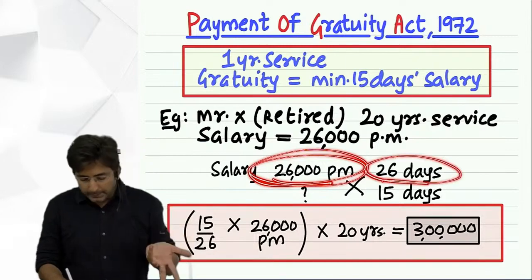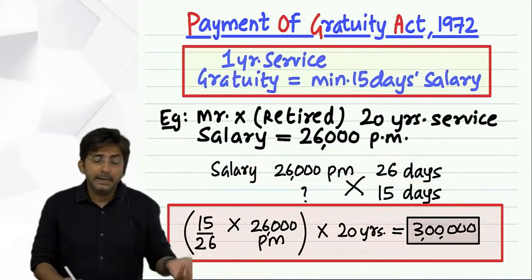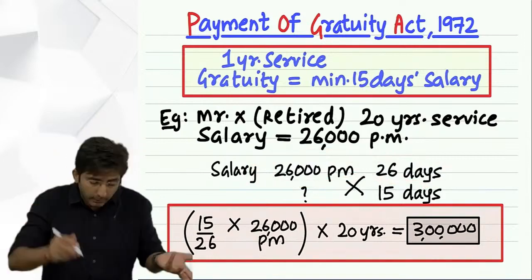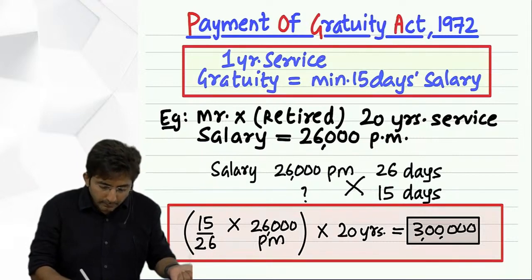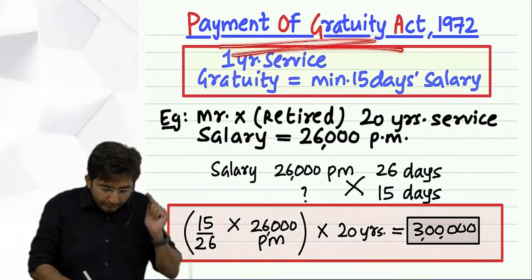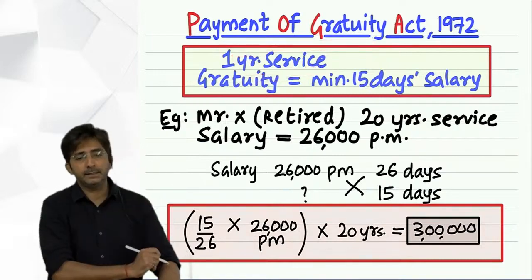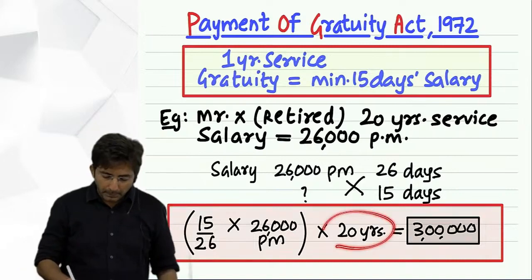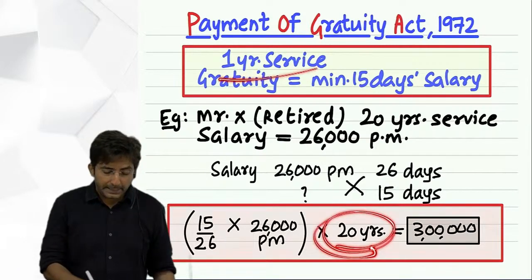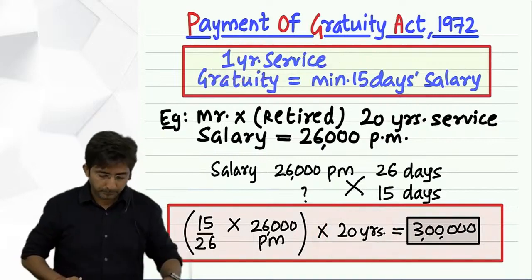So if for 26 days it comes to 26,000, for 15 days how much? And why am I finding 15 days only? Because it is a rule in the Payment of Gratuity Act that for every year of service, an employee should be given a minimum of 15 days. So that's why 15 days. And this is your right for 1 year, so if you work for 20 years, multiply by 20.